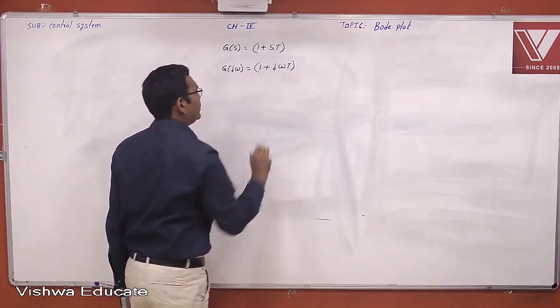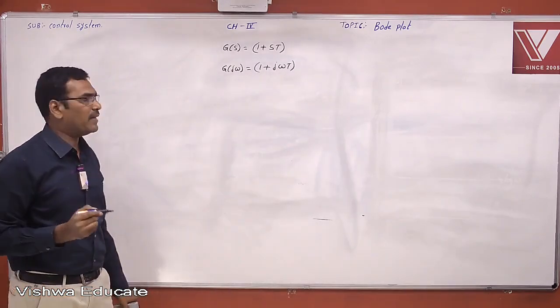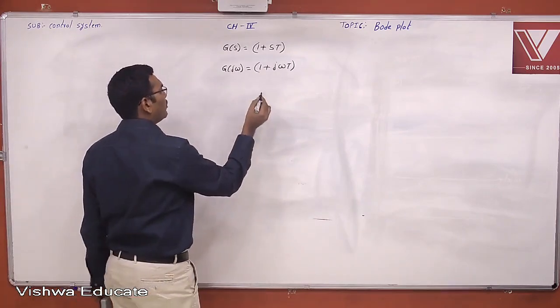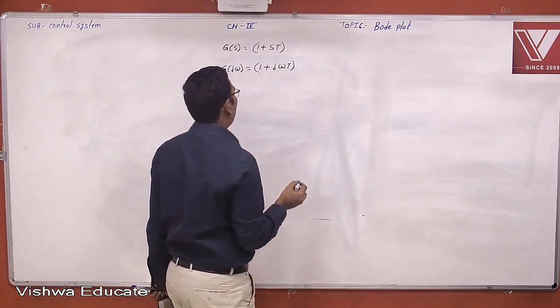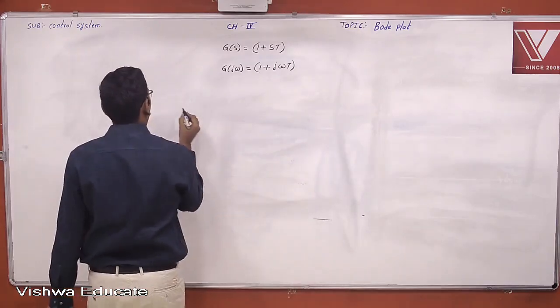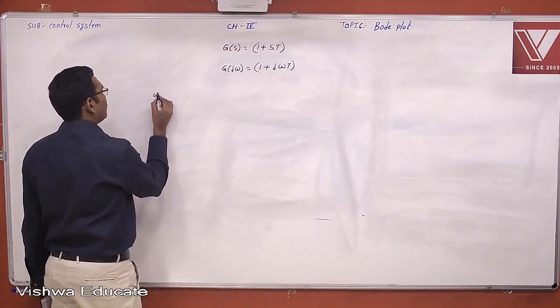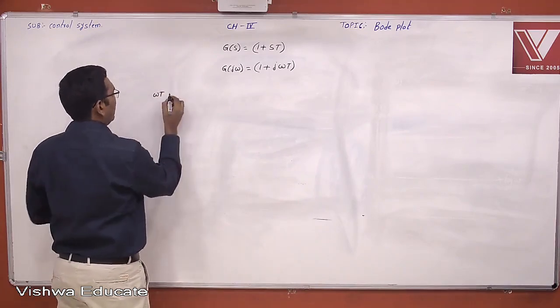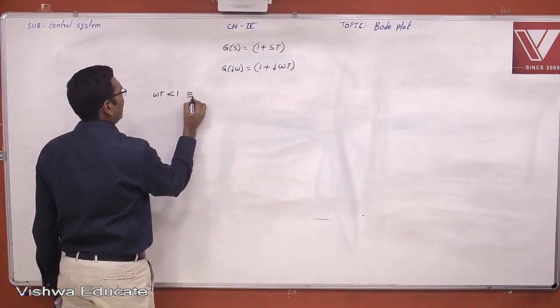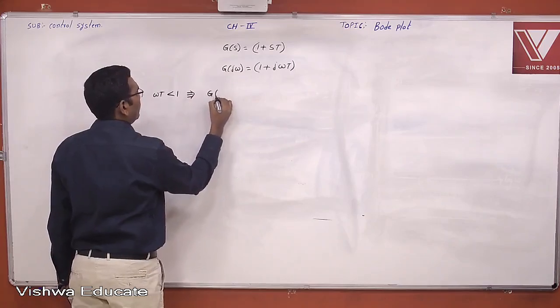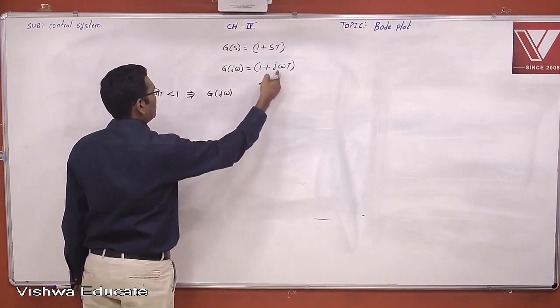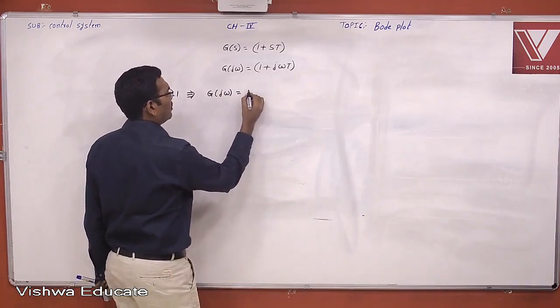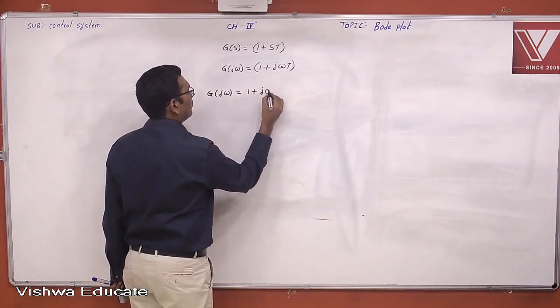If you find magnitude or phase angle, it completely depends upon frequencies. Therefore, we go for approximations. What type of approximation are we going for? When omega T is far greater than 1 and when omega T is far less than 1. When I take omega T far less than 1, G of j omega is approximately equal to 1 plus j0.